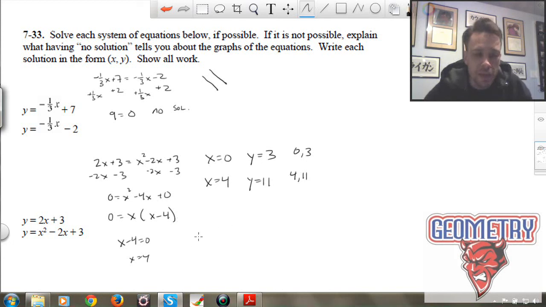So this is a parabola and a line that actually intersect in two spots. That's why we got two solutions. One solution is at 0, 3, and another solution is at 4, 11.